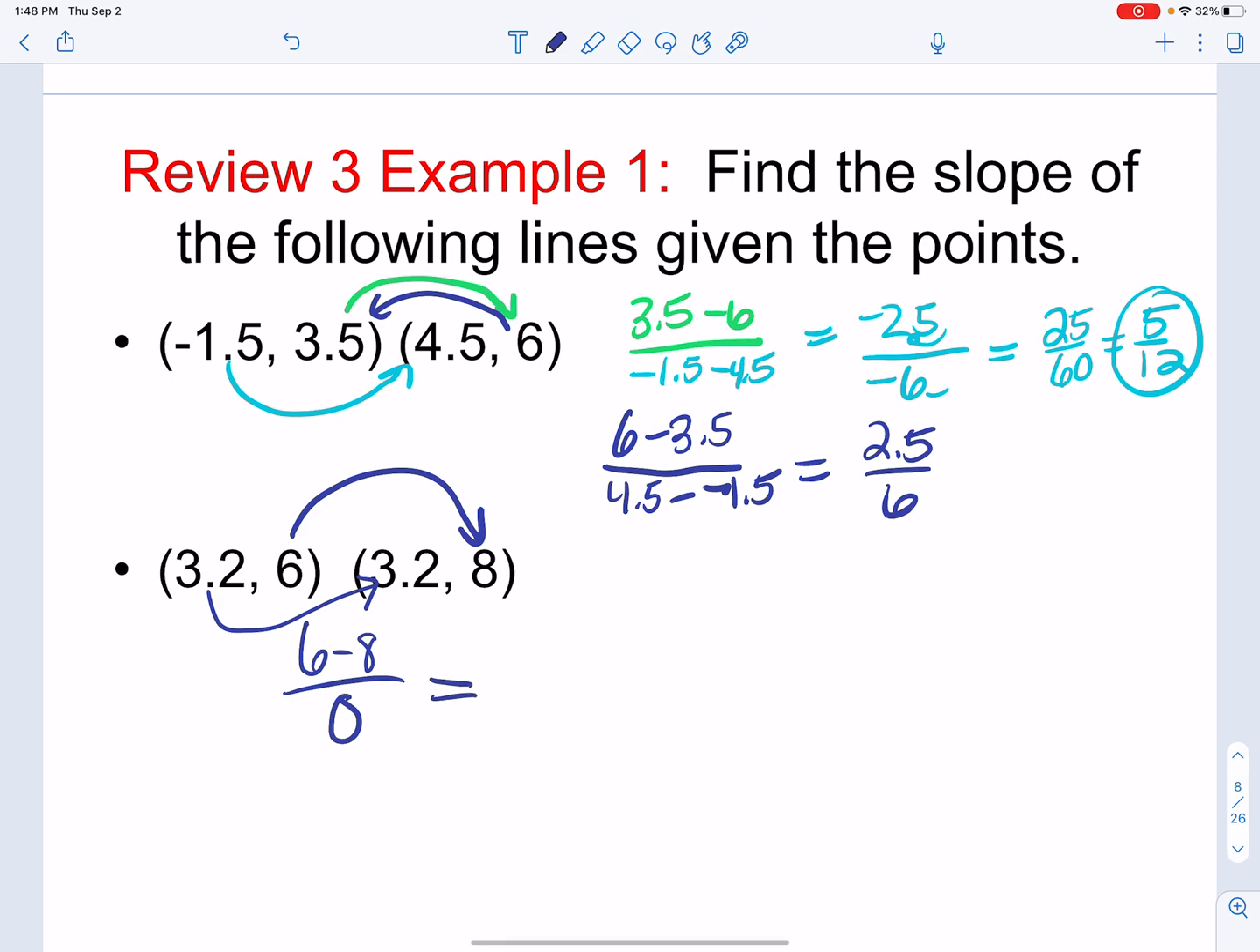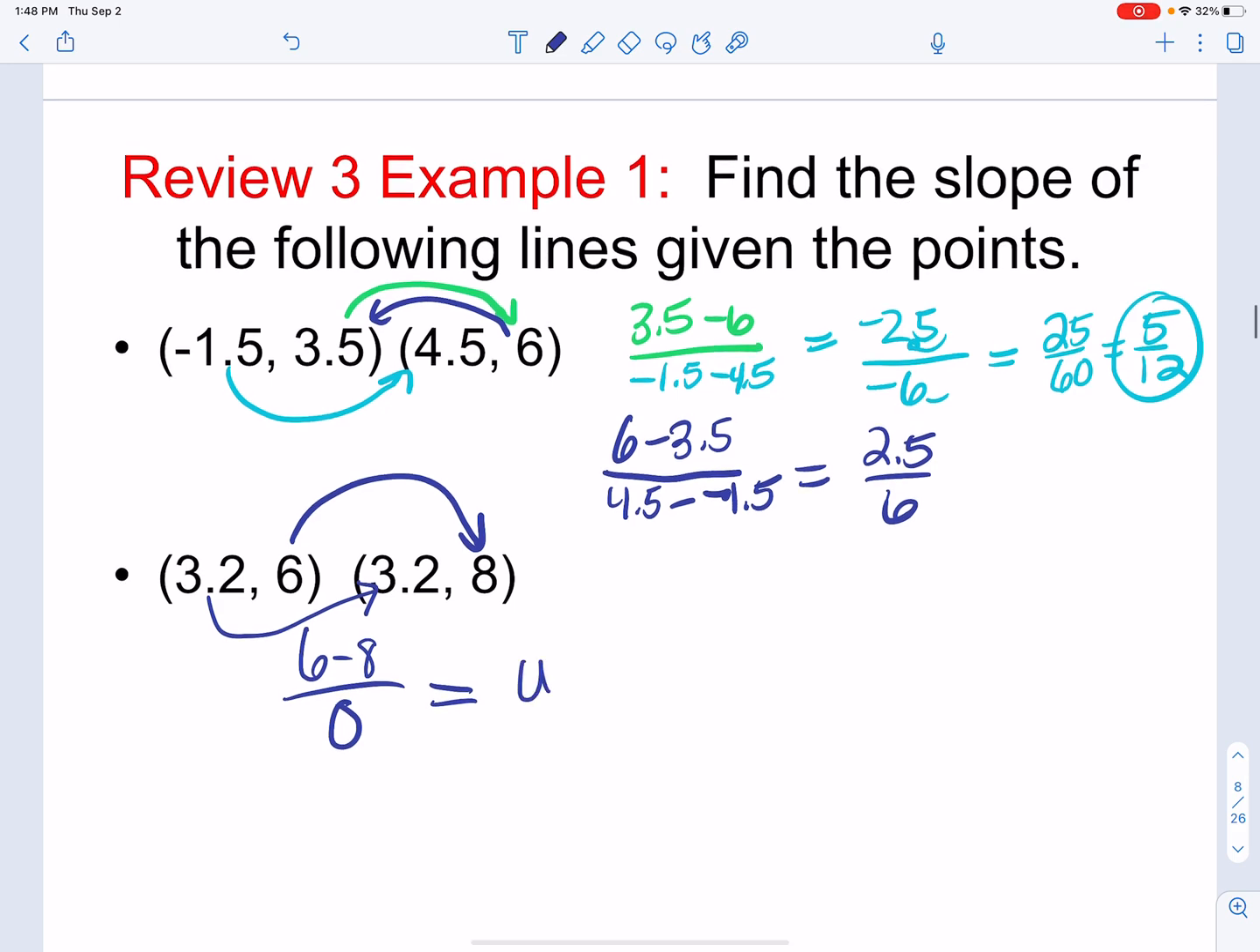So can you divide by 0? Try it on your calculator, pick up your phone, whatever you need to do. You can't divide by 0. So this would end up as an undefined slope. Some of you in junior high maybe wrote it as a no slope.